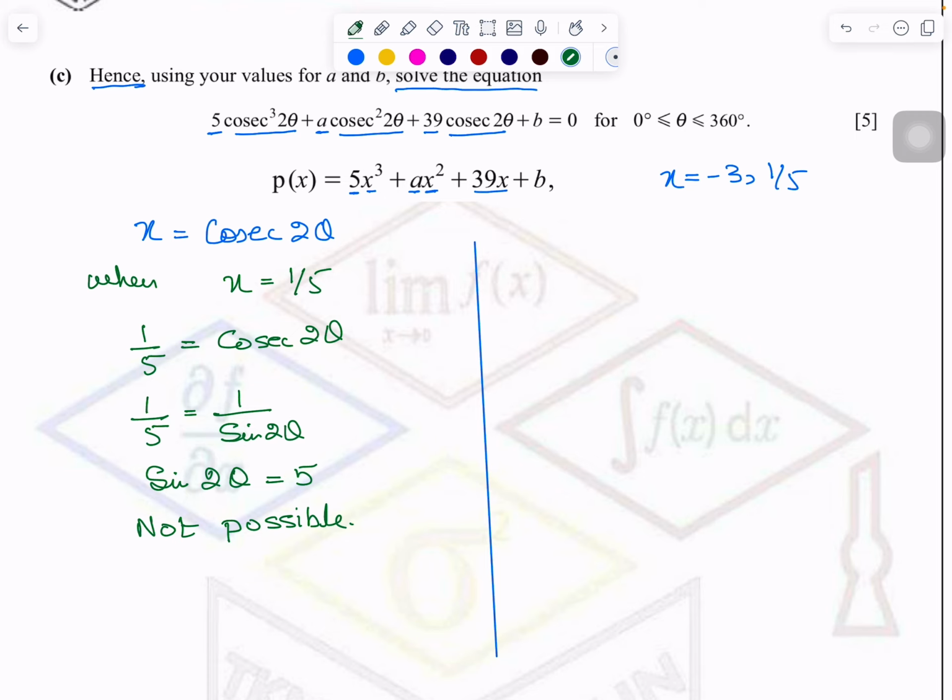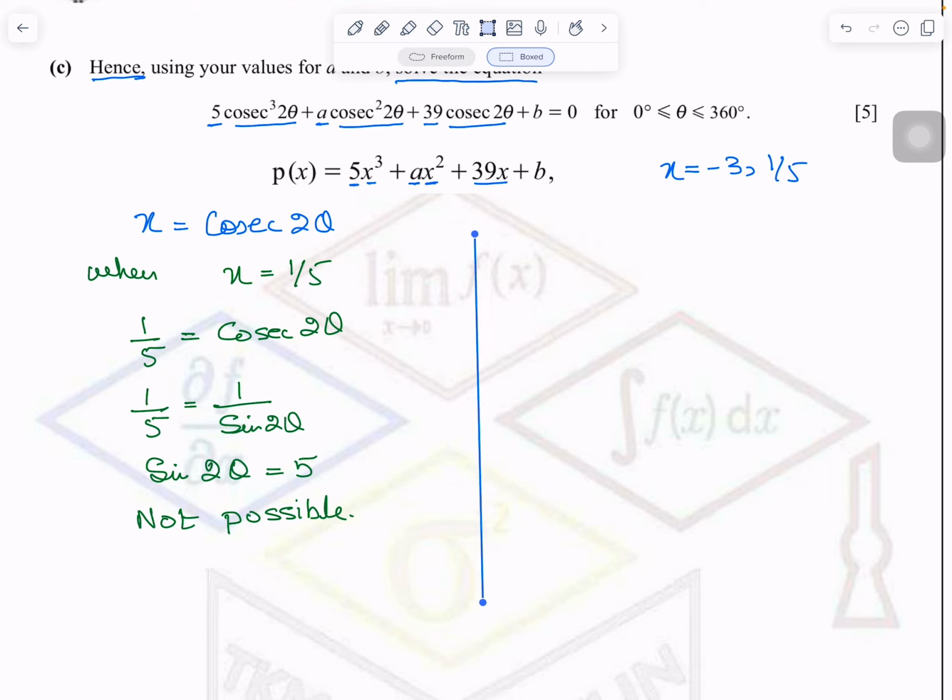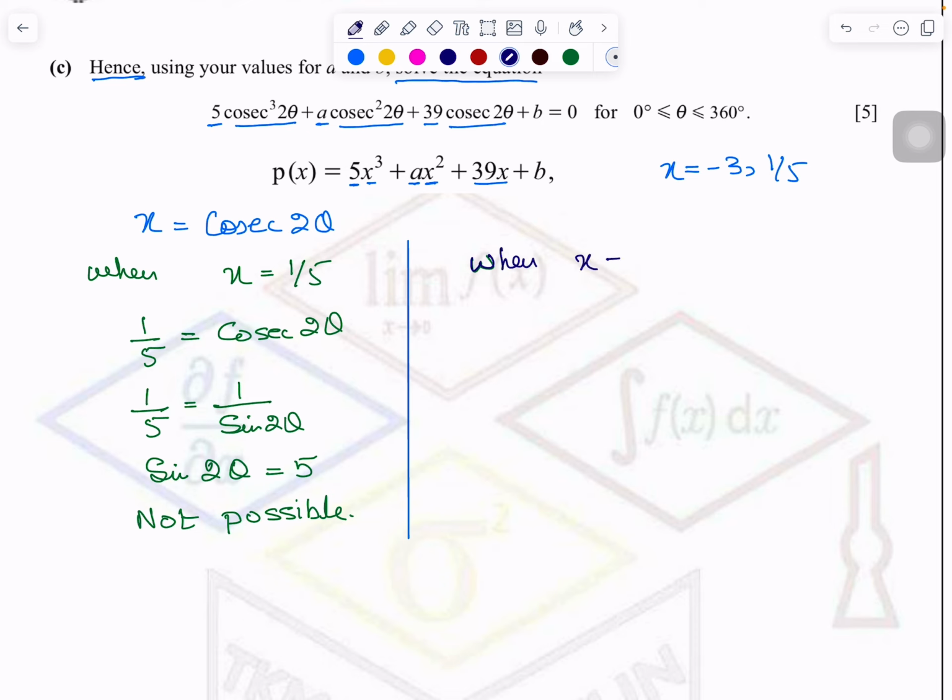So now I will see the second case, the second value of x. What was it? That was minus 3. Let me change the color of the pen. Okay, so when I take x equals minus 3, what will it become? It will become minus 3 equals cosec 2 theta.